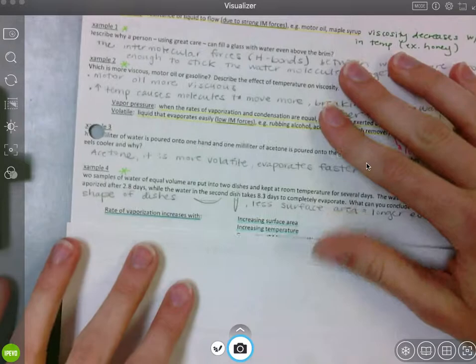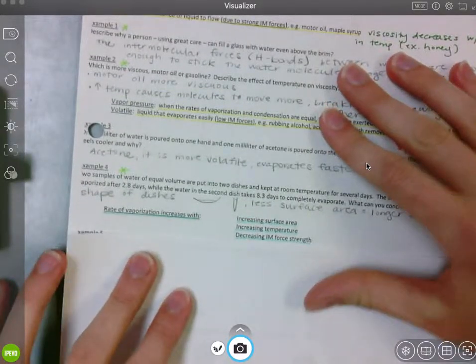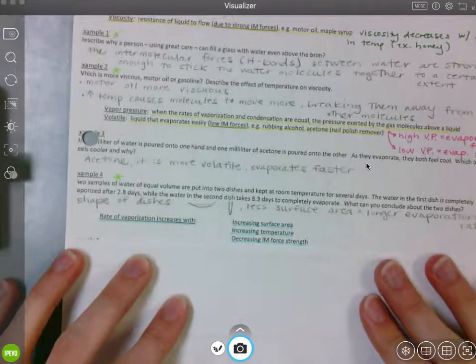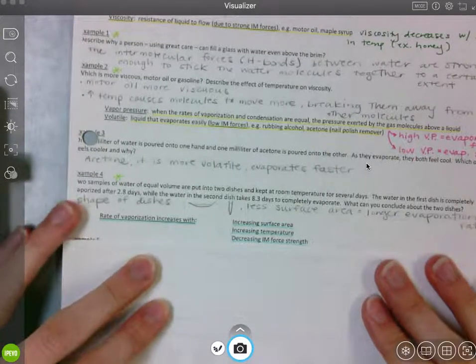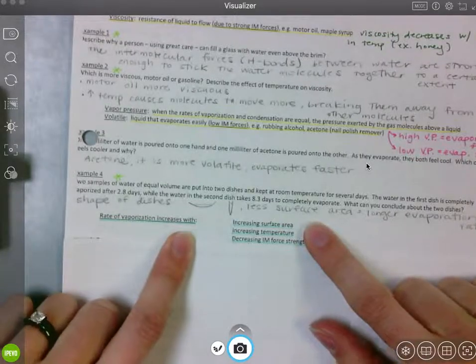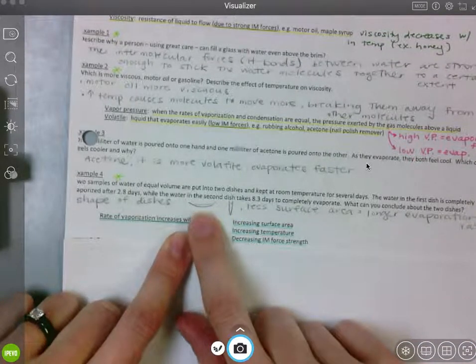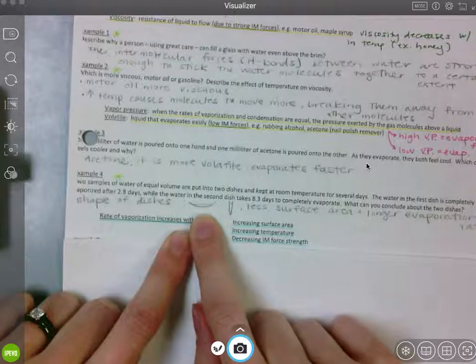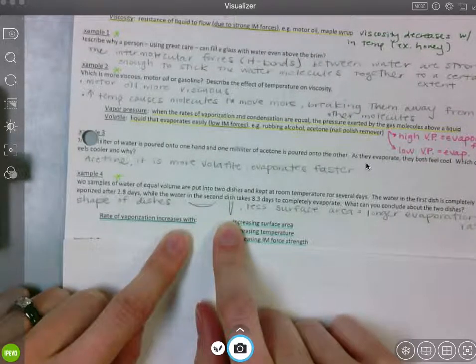Okay. So we have a few relationships here that we need to remember. So rate of vaporization, how quickly something evaporates, increases with increasing surface area. So our two dishes, this dish here, the really long open one, is going to evaporate a lot faster than our vase or test tube looking thing.